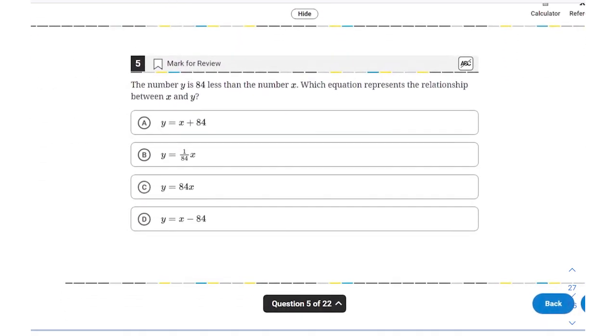Let's keep moving on. We're going to take a look at number 5. It says the number y is 84 less than the number x. When you see less than, it's going to indicate subtraction, but the order reverses. Usually I ask people to think of it with concrete, nice simple numbers. If I said, for example, what is 10 less than 30? A lot of people would very quickly say, oh, 20. 20 is 10 less than 30. Well, how did we get that?